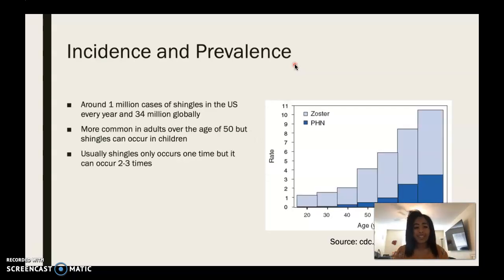There are around 1 million cases of shingles in the U.S. every year and 34 million globally. It's more common in those that are ages 50 and older, but it can occur in children. It's an exponential increase as you get older, the increase of you getting shingles and PHN, which is a complication of shingles that I'll discuss later. Usually shingles only occurs one time, but it can occur 2 to 3 times in a person.